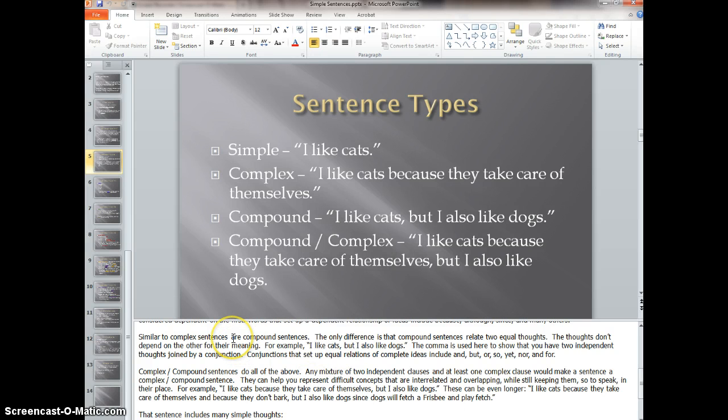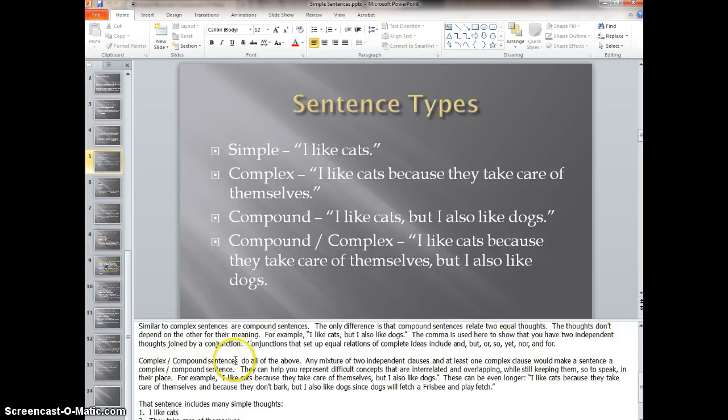Similar to complex sentences are compound sentences. The only difference is that compound sentences relate 2 thoughts of equal grammatical value, or equal weight, or just equal thoughts. The thoughts don't depend on the other for their meaning. For example, I like cats, but I also like dogs. The comma is used here to show that you have 2 independent thoughts joined by a conjunction. Conjunctions that set up equal relations of complete ideas include ones like and, but, or, so, yet, nor, or for. They're also called coordinating conjunctions.